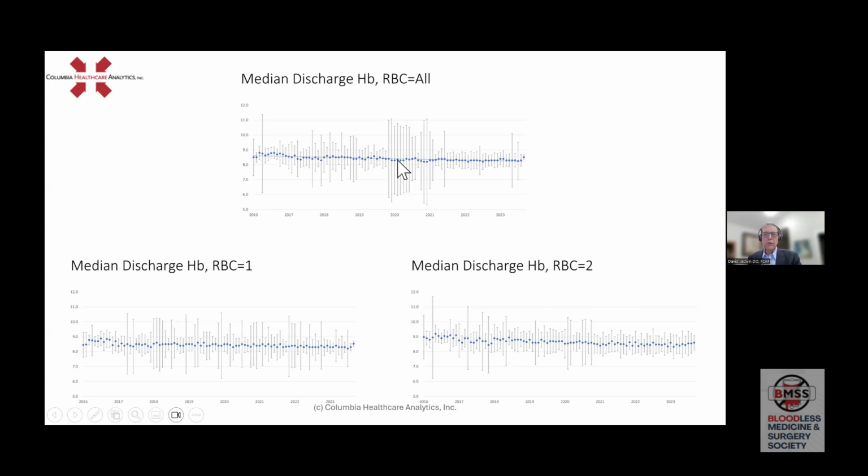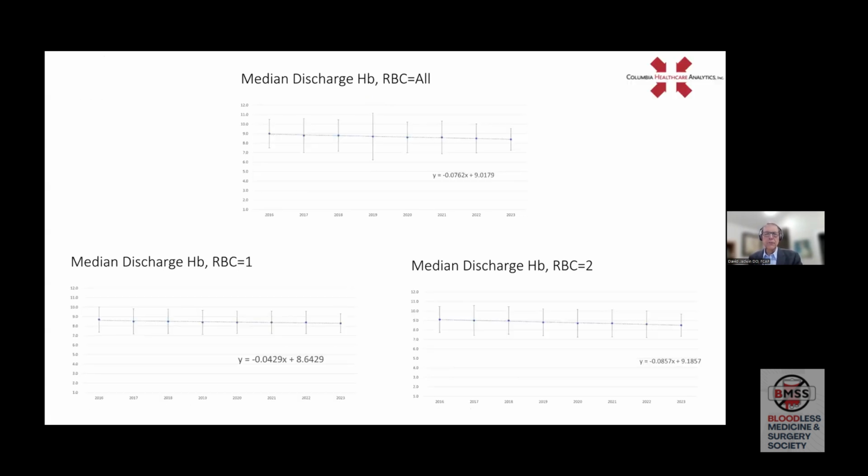Now we're just in the middle of doing the biostatistics on this. It's probably going to be ready for publication in just a couple more months. But I think you can see the median hemoglobin is around 8.5. It really hasn't changed much, other than some variation during COVID. Same thing for patients who got a total of 1 or 2 units of RBCs, around 8.5. That means half the patients have a discharge hemoglobin above 8.5, as you'll see, sometimes up to 16, 17 grams.